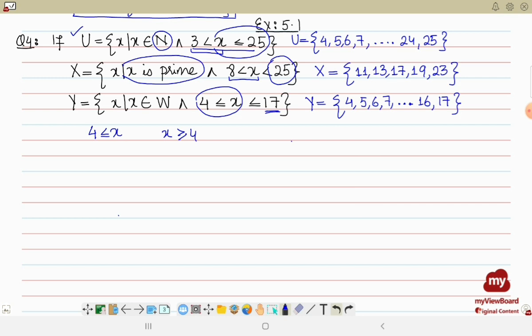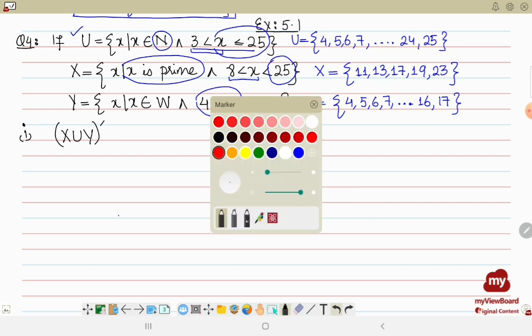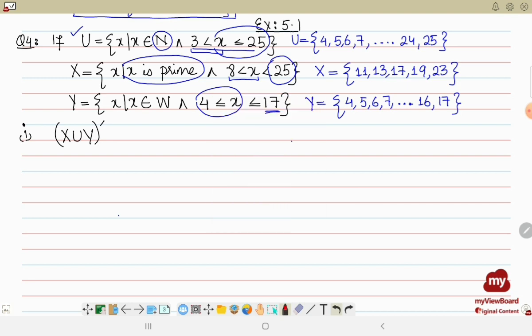So what we have done so far, we have converted the set builder form to the tabular form. Now we'll be further doing the sums. So the first part is, let's write down the first part. First part is (x union y) whole complement, right? So now we'll be dealing with the complements. Okay, (x union y) whole complement means u minus this thing. We'll be solving the bracket first, right?